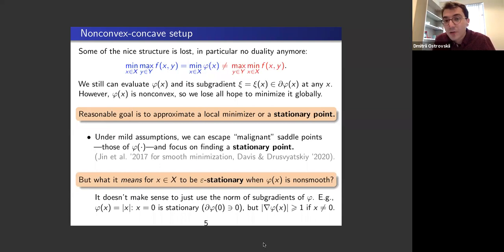Well, in this case, I will not be able even to evaluate my function to minimize phi of x at the point. However, in this case, we can evaluate it, and moreover, this function phi of x is weakly convex, as a pointwise maximum of smooth in x functions. And essentially, we know that for weakly convex functions, you can still work with subgradients. You still have the familiar subdifferential calculus, essentially.